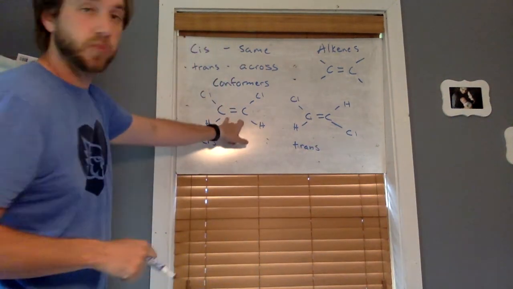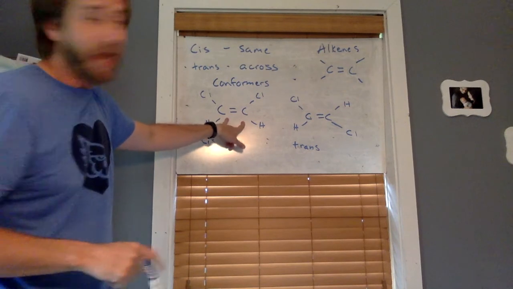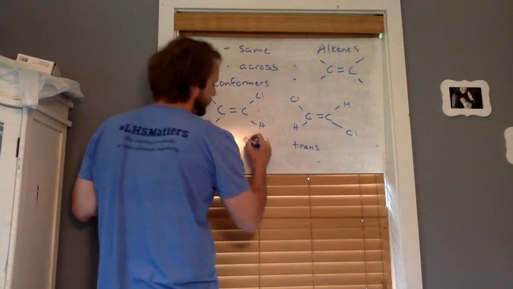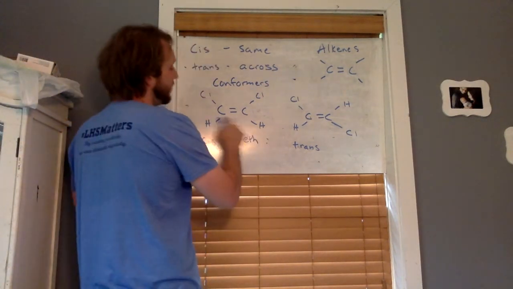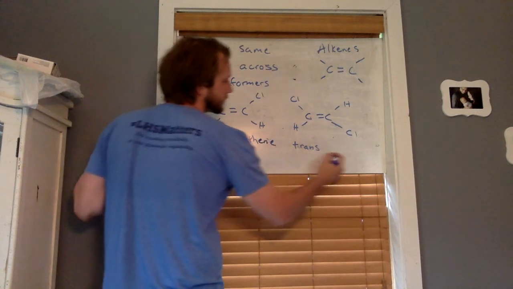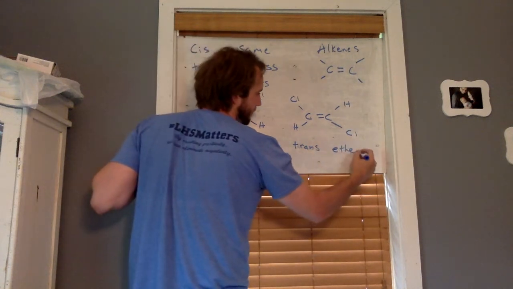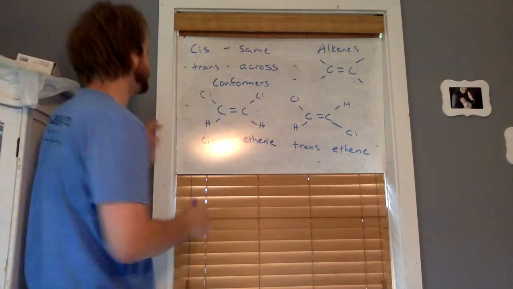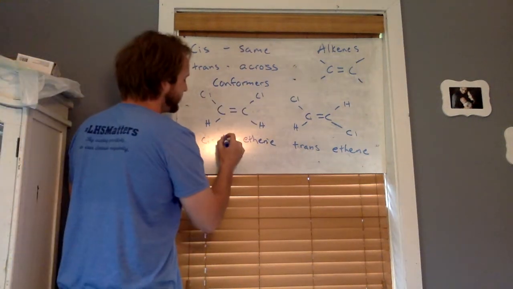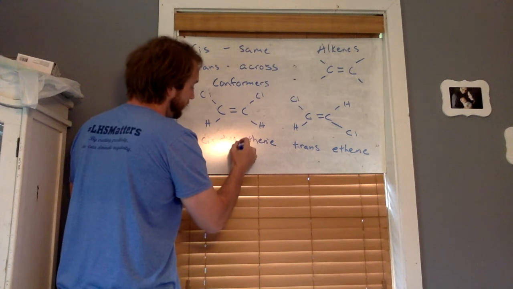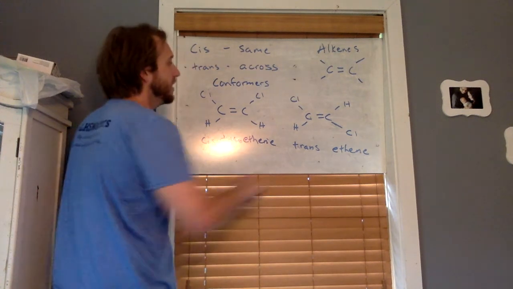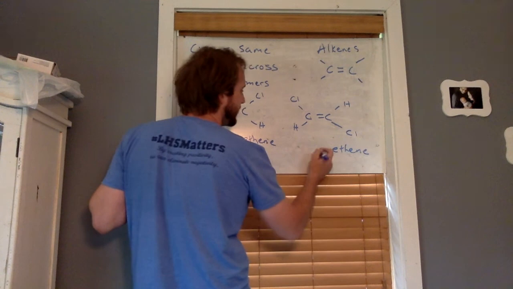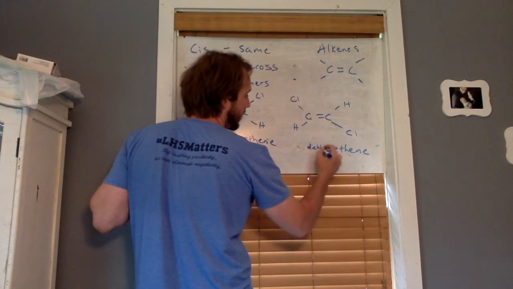Because this is a two-carbon chain, our base name would be eth, but we've got a double bond in there, so it'd be ethene. We've got two chlorines, and so this would be cis-dichloroethene. This would be trans. Ooh, didn't leave enough space. Dichloroethene.